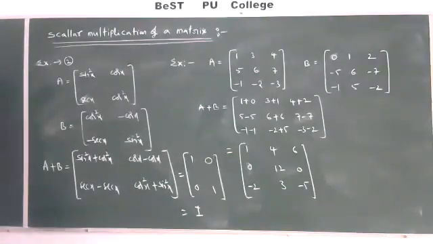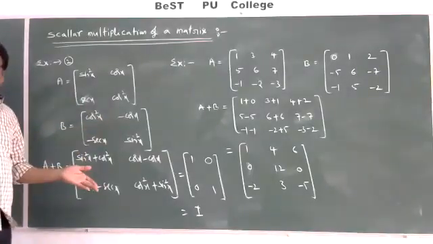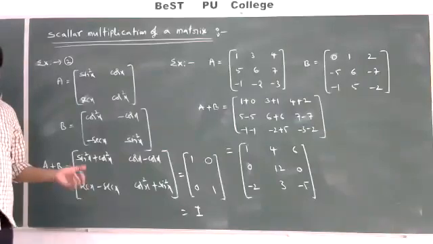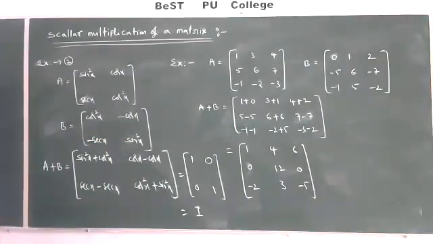Identity matrix. So this is a 2 by 2 matrix and this is a 2 by 2 matrix, then addition exists. That is, A plus B also gives a 2 by 2 matrix. Those are the examples for addition of two matrices.